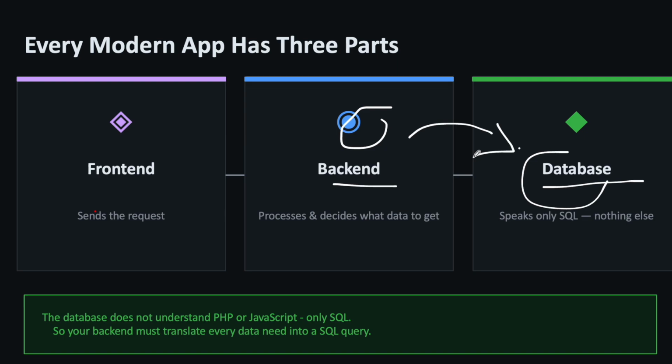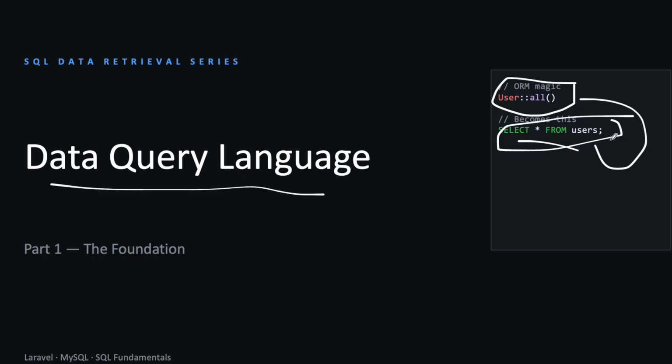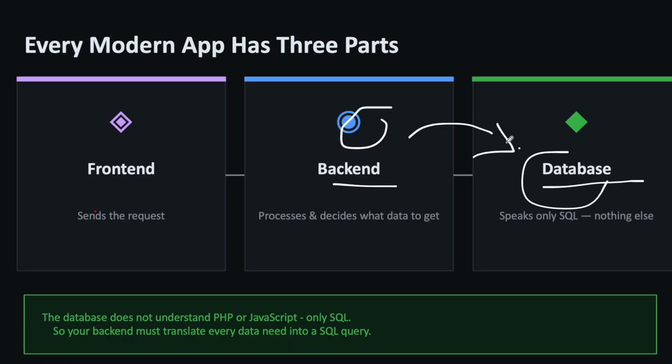Suppose I want to fetch the first user in the database, so the backend needs to translate that into a statement. Suppose I want to get the users. This is what the database will understand, but our system will not understand this. So we have an ORM in between that translates this User::all into select everything from users. This way the database understands the request.